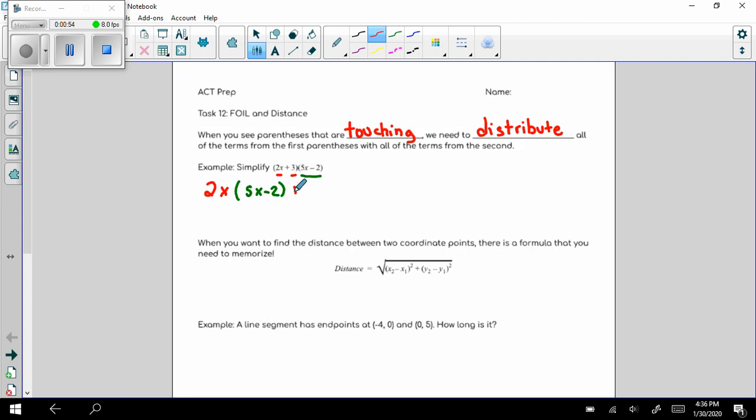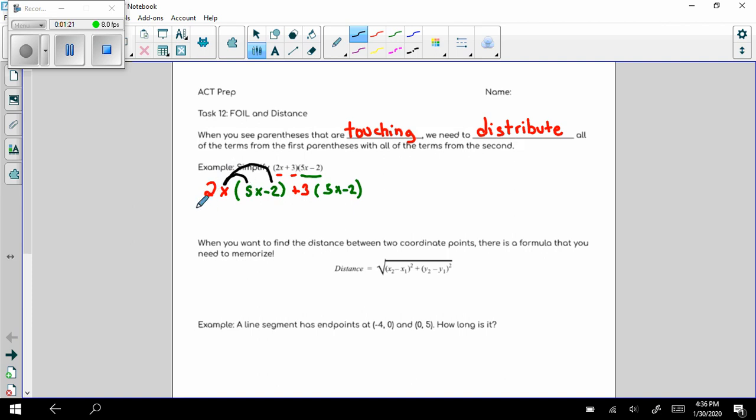It's a positive 3, so I'm going to say plus 3, and I rewrite everything again in that second parenthesis set. When we get to this step, we need to distribute all of the terms. So we're going to distribute the 2x to the 5x and the 2x to the negative 2. When we distribute, we multiply. So we're going to do 2x times 5x.